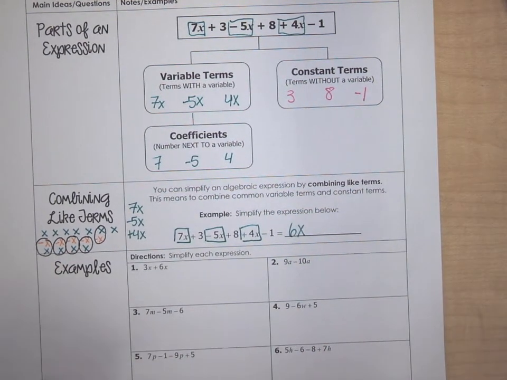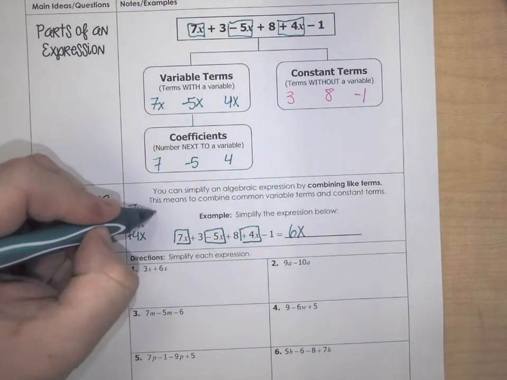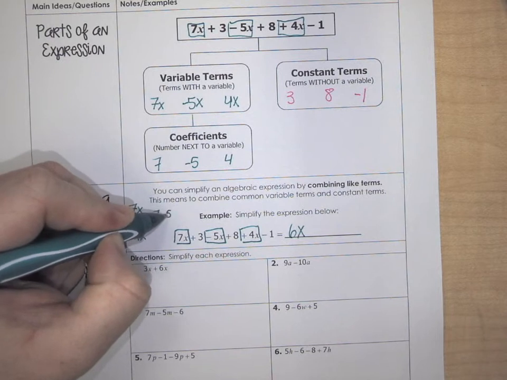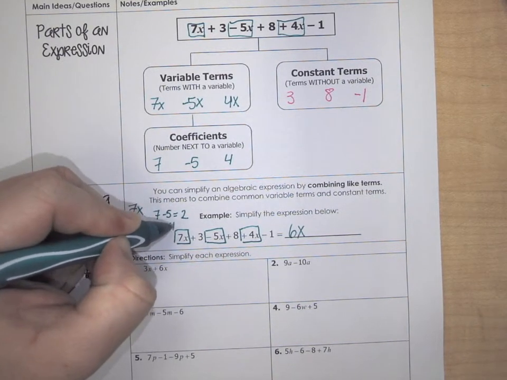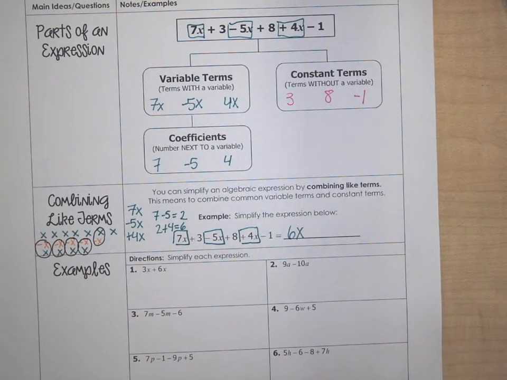You can also combine just the coefficients. So 7 minus 5 is 2. 2 plus 4 is 6. Either way, you'll end up with the same answer.